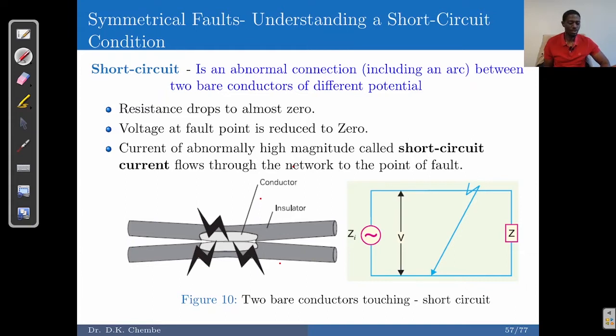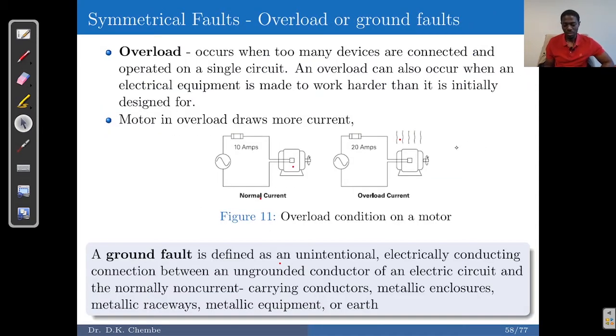Now, the characteristics of a short circuit are that resistance drops to almost zero. This increases the flow of current in that conductor, which makes it extremely high. And the voltage at the fault point is also reduced to almost zero. In a graphical representation, this is what we mean. If you have a fault between two lines, you've got the voltage coming to almost zero, and the impedance gets to almost zero. Other faults that could cause short circuits are faults such as overload.